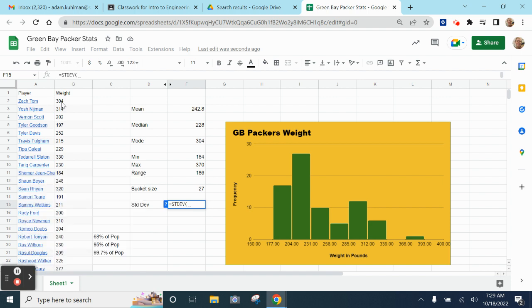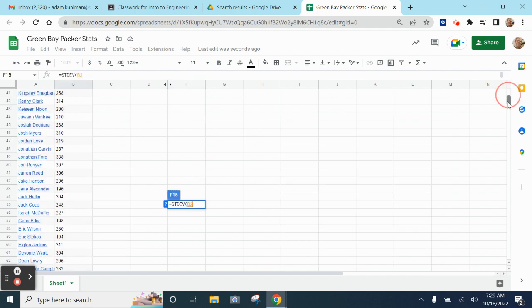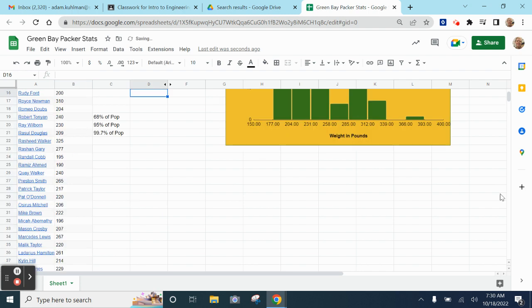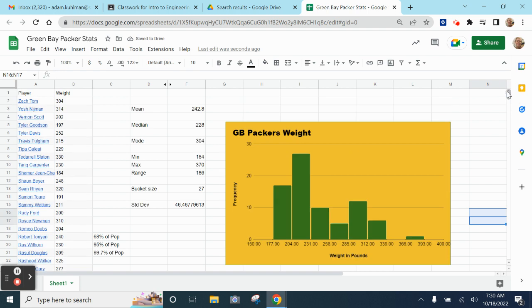So I want to look at every player's weight on my team. All right, so we'll go all the way down to the bottom here. Select them, hit enter, and there we've made the computer do some math for us.